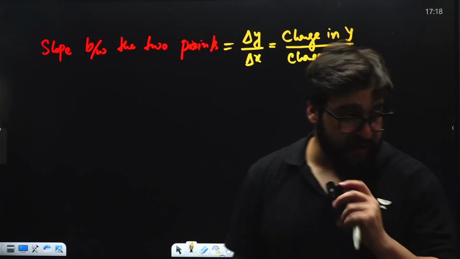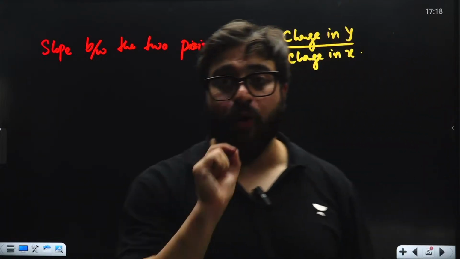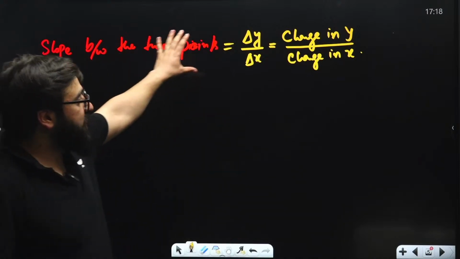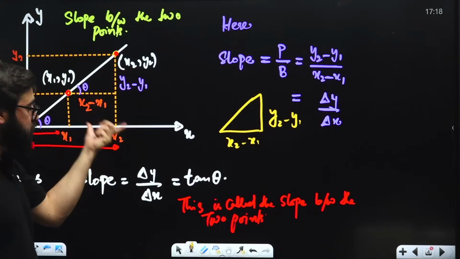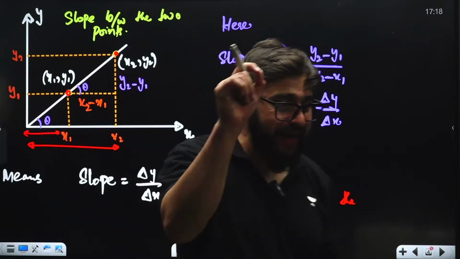Give me the signal in the chats if everybody of you understood till over here: slope between the 2 points is delta y by delta x. And what is the logic? Logic is this one that I have explained with the help of the geometry.